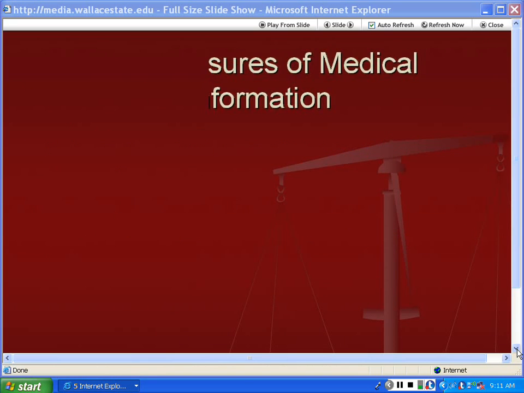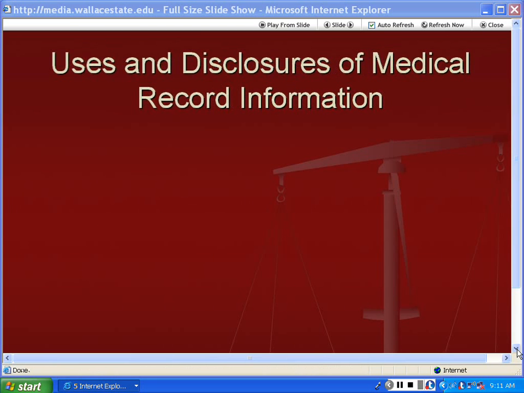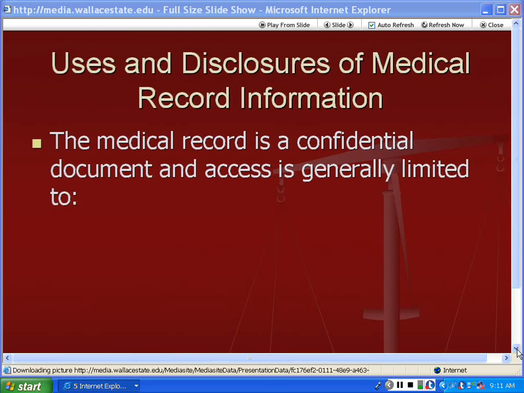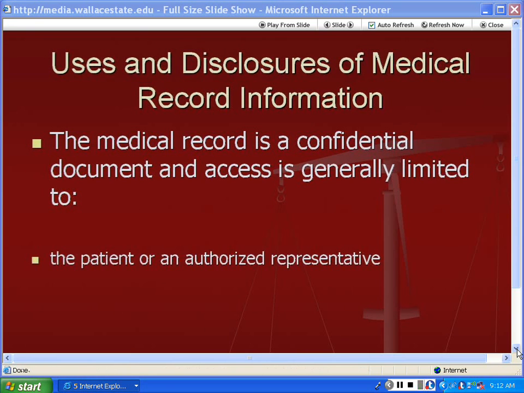Now let's look at uses and disclosures of medical record information. We say it's confidential. It means that access to that medical information must be limited. It is usually limited to the patient or the patient's authorized representative. And by authorized representative, I mean it could be a guardian, it could be a parent, if it's not the patient.